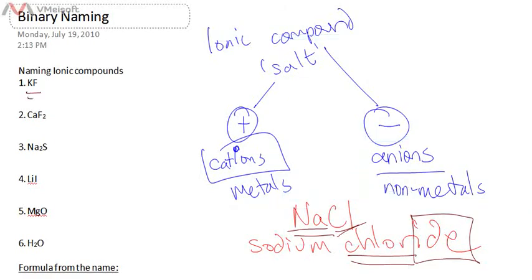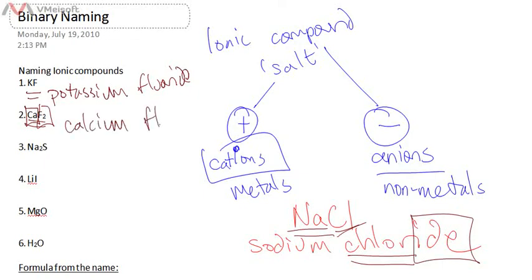So for example here, this would be potassium fluoride, right? This one, is it an ionic compound? Yeah, look at the periodic table. We got a metal and a nonmetal together, so it's an ionic compound. This is calcium fluoride. And you might be saying, hey, but what about the 2? Don't worry about it. Don't make it harder than you need it to for the naming of this. This, sodium sulfide. This, lithium iodide.